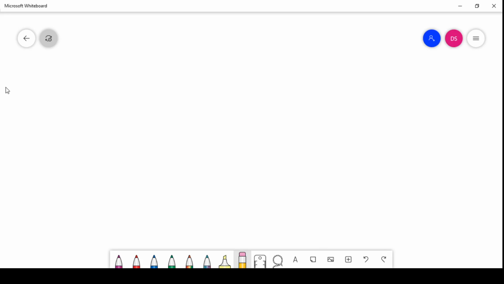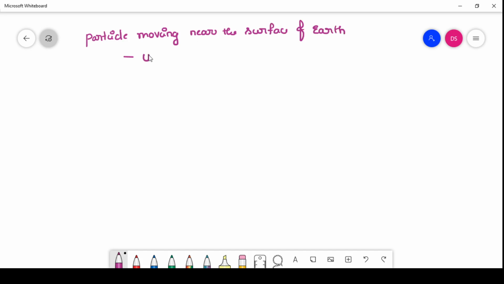We are going to write the equation of motion for a particle moving near the surface of the earth. If the particle is moving near the surface of the earth, how are we going to write the equation of motion using Hamilton's equations?